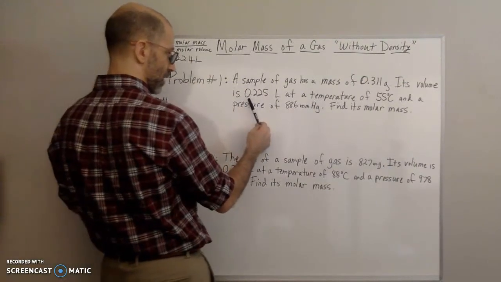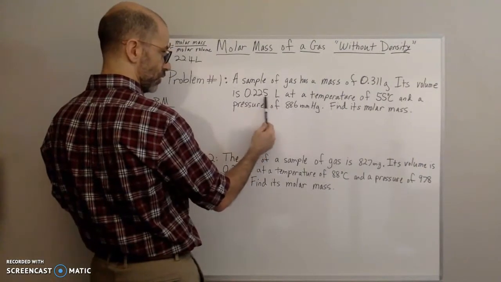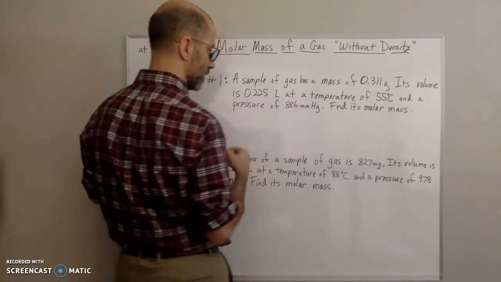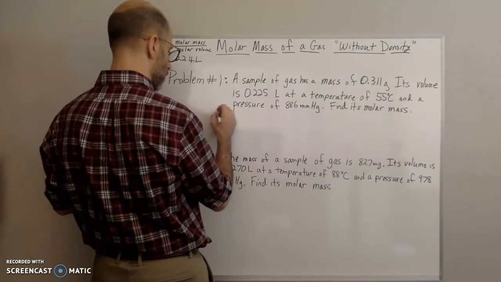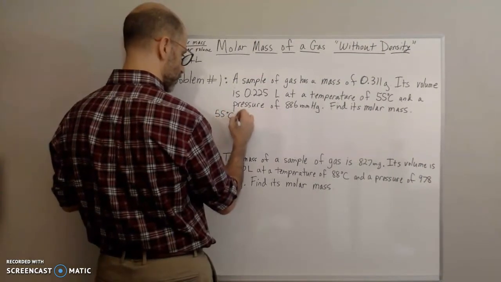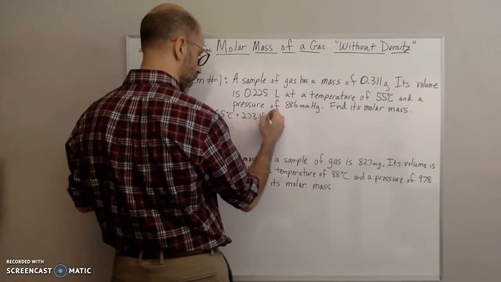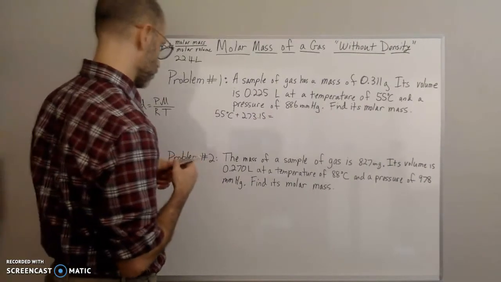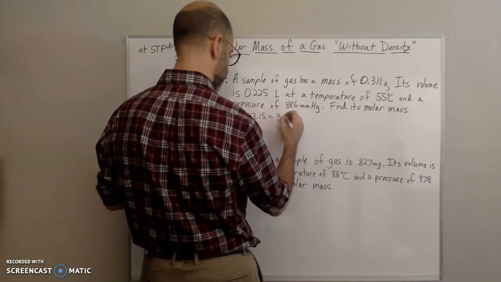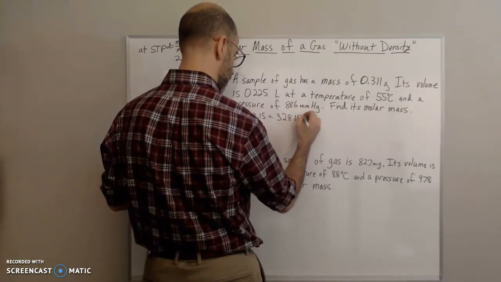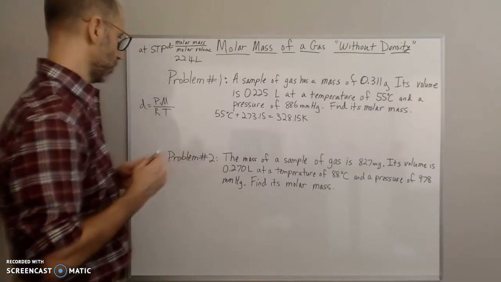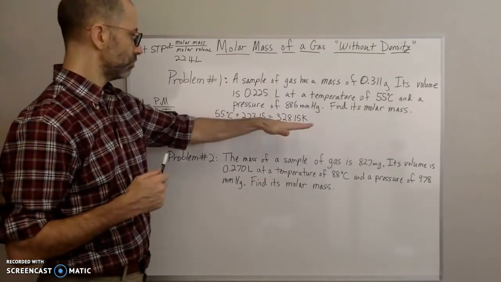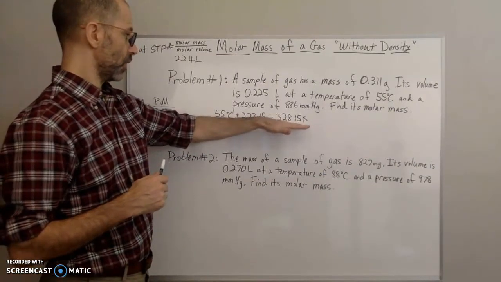So we are given liters of the gas. We are given temperature, but we need to convert temperature to Kelvin. So 55 degrees Celsius plus 273.15 is going to give us 328.15 Kelvin. Let me double check. So that's going to be 328. So here we have Kelvin.